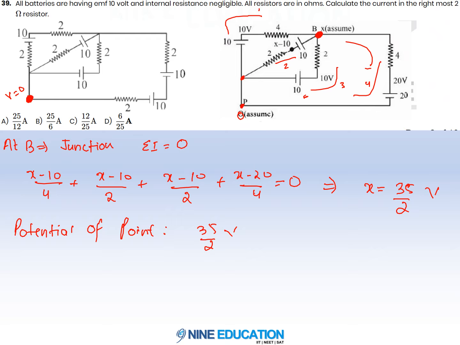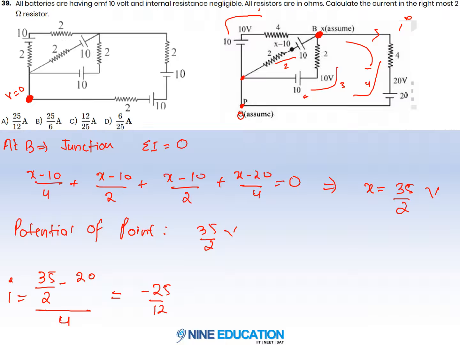Suppose the current in this branch is I. So what we can do? 35 by 2 minus 20, this is the potential, upon the total resistor, which is 4 in this branch. So this will give us the value of current. What we will get from here is minus 25 by 12.